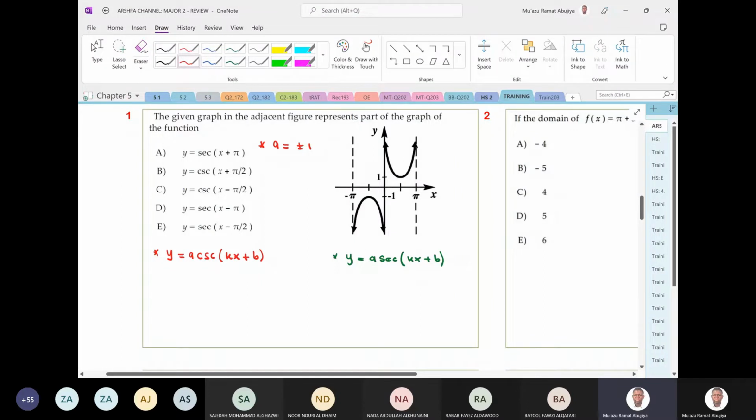Now the next thing is to find what is going to be our k. To find k, we can use the period. The period is equal to the end of the graph minus the beginning of the graph. We know the period is 2 pi over k for the case of secant and cosecant. And this is equal to the end of one period, pi, minus, that is going to be plus pi, and that gives us 2 pi.